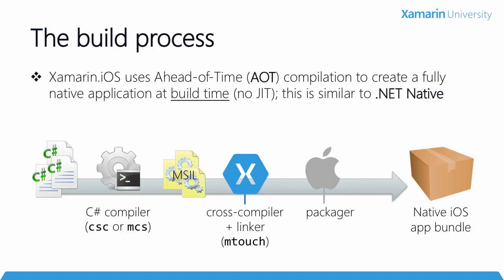an iOS hardware device. And so what we do is we have a cross compiler that takes your assemblies and turns them into native ARM code. We call this ahead of time compilation rather than JIT compilation. And it's actually a fairly popular technique that you even see on other platforms. It's very similar, for example, to NGen or .NET Native, if you've used either one of those technologies.